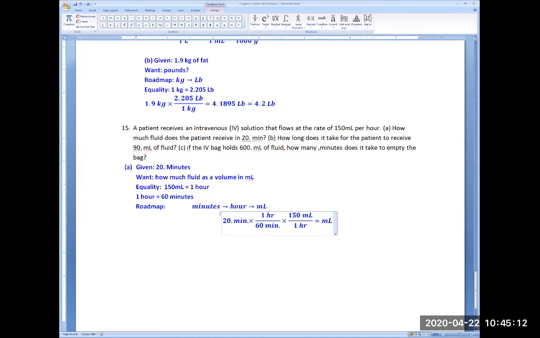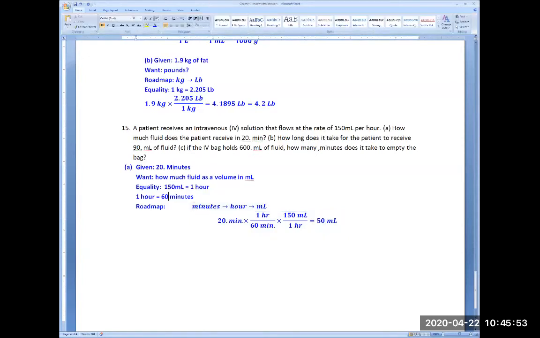So let's do the calculation. In your calculator, 20 is in the numerator. So you multiply it by an hour, so you don't have to do this, divided by 60. So divide by 60. And then you need to multiply by 150. And the order in which you do that doesn't matter. So 20 multiplied by 150 divided by 60, and that's equal to 50. So 50 milliliters. You need to pay attention to sig figs.